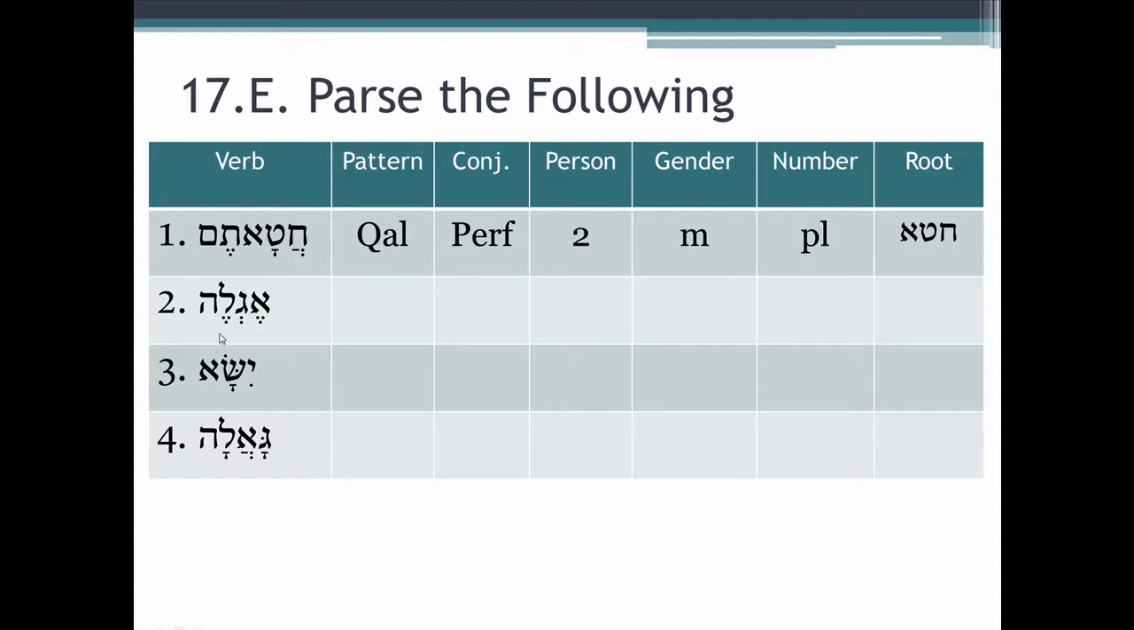Egle, do we have a prefix? Yes, we do. We know aleph is a prefix here because gala is our lemma. So we have a Qal imperfect, first common singular.